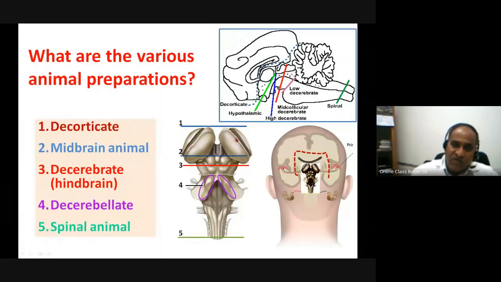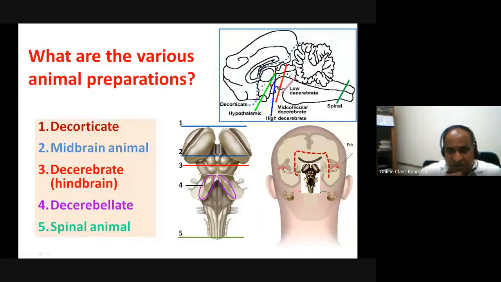Now, same thing I have shown here in this brainstem map. You can see that number 1 is above the thalamus, that is the cortical part; these things are decorticate. You can see this dotted line here. This is the cerebral cortex. This dotted line cuts all the fibers coming from the entire cerebral cortex. That is a decorticate animal. Okay, then the midbrain animal is above the superior colliculus.